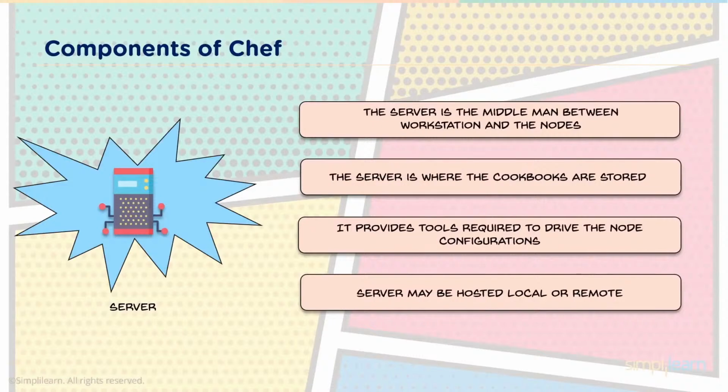Our second component is the server. So the server is like the middleman. It lies between your workstation and your nodes. And this is where all your cookbooks are stored, because as you saw previously, the knife sends these cookbooks over from the workstation to the server.